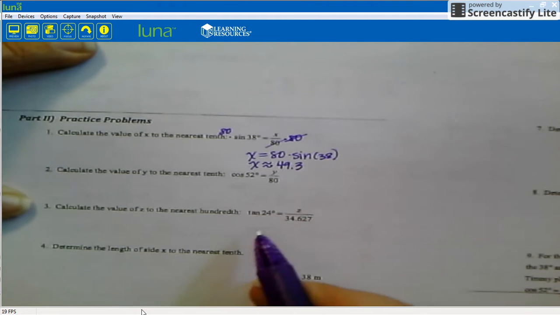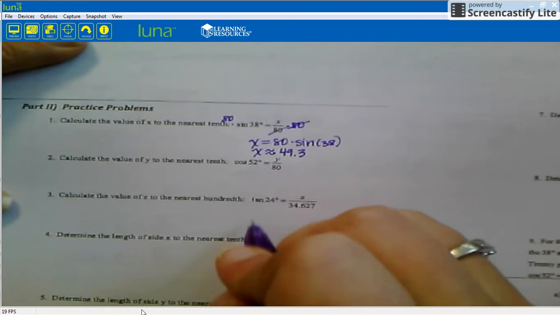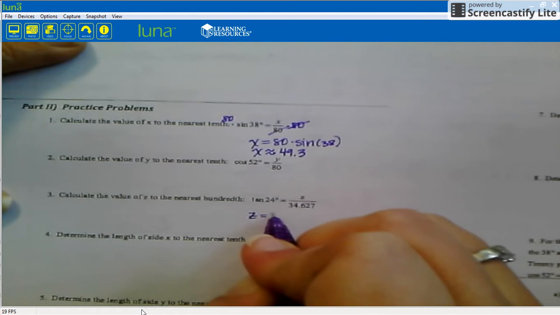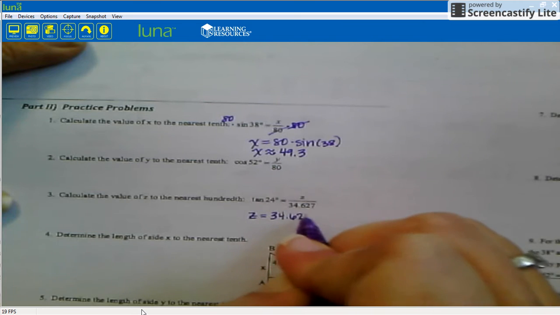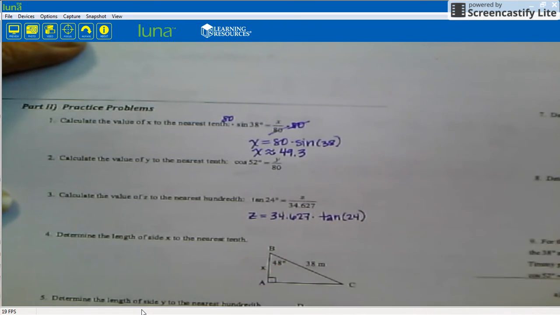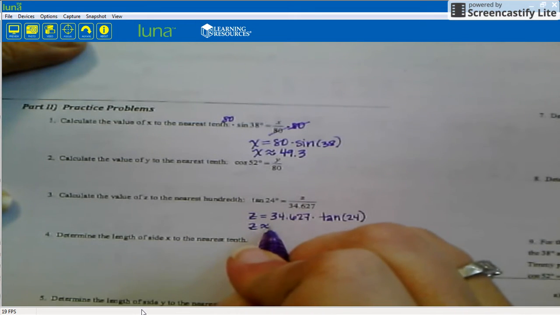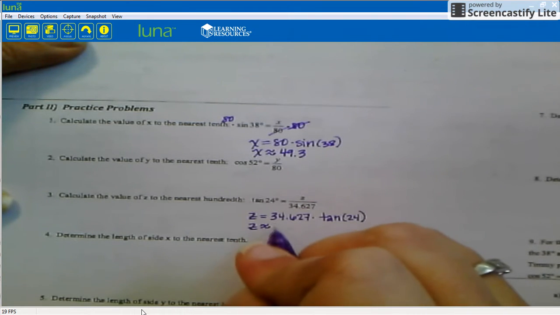And number three, you're calculating z, so you do the exact same thing. So z is going to be equal to 34.627 times the tangent of 24. So we have z is approximately equal to 15.4.